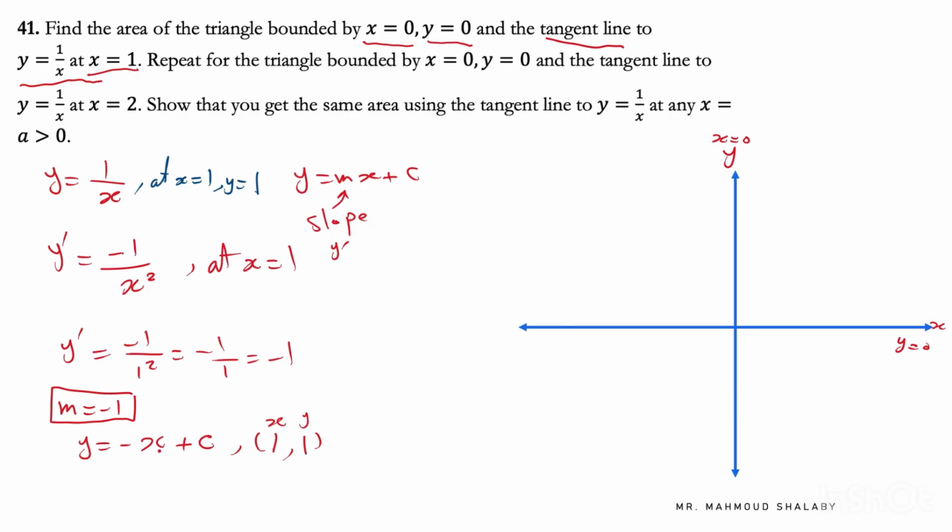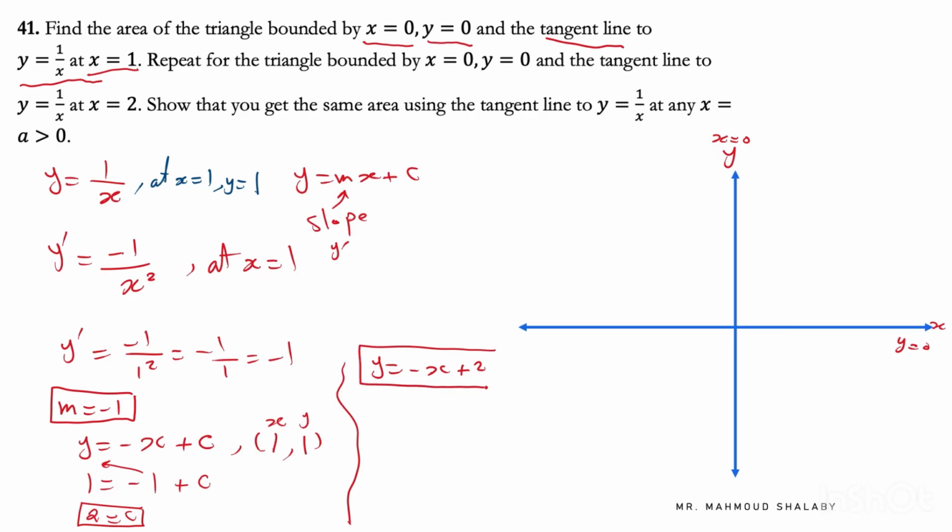Now I will substitute back in the equation by x and y. So it will be 1 equals negative 1 plus c. I will move it to the other side. It will be 2 equals c. So I know now the value of c. Now I will put m and c in the function of the straight line. So we come up with y equals negative x plus 2. So this now, Shabab, is the equation of the tangent line to the curve y equals 1 over x.